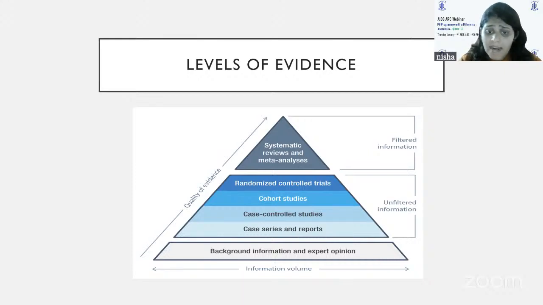As we can see in this pyramid, background information and expert opinions come at the base of the pyramid, where there's a large information volume, but a lot of unfiltered information at the same time. As we ascend the pyramid, we can see that systematic reviews and meta-analyses have good quality of evidence and also more filtered information. At the same time, traumatic optic neuropathy is the kind of case that every postgraduate will come across at some point in their career, and it is also independent of geographic distribution.